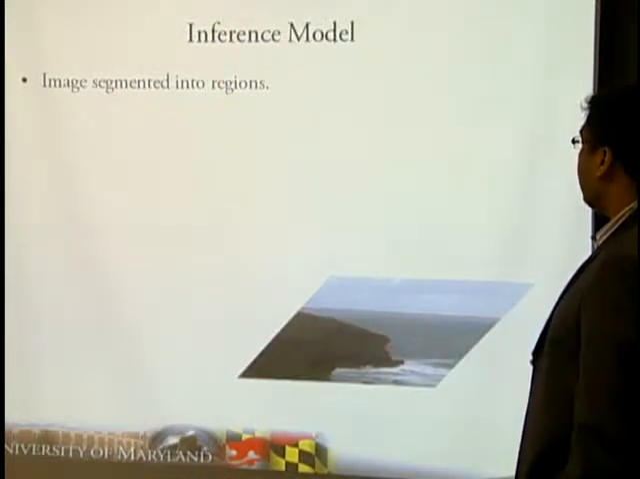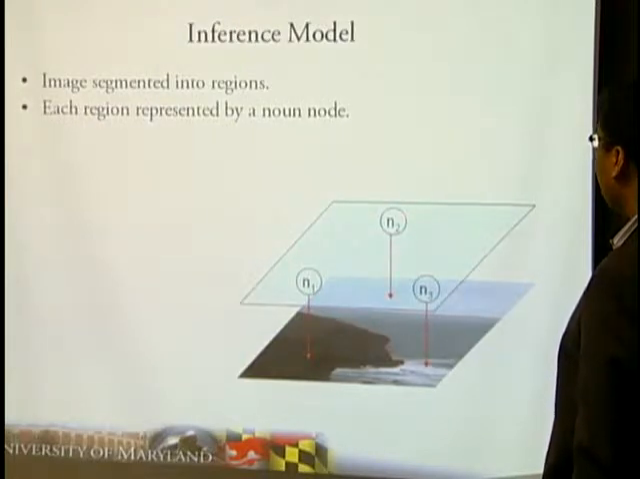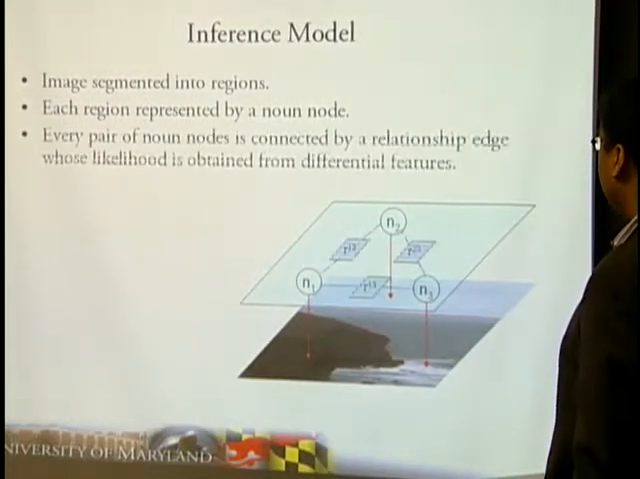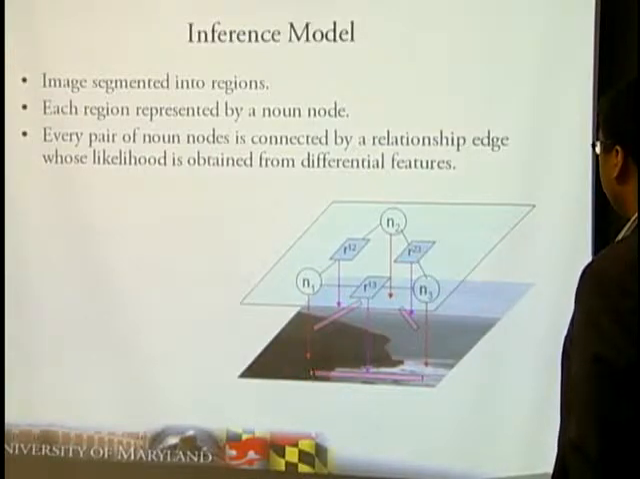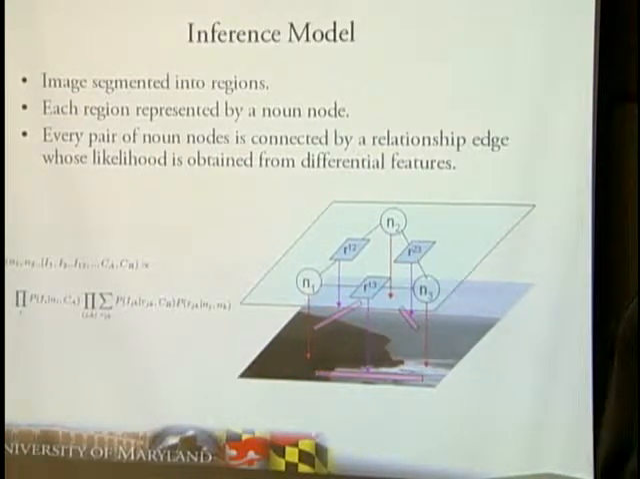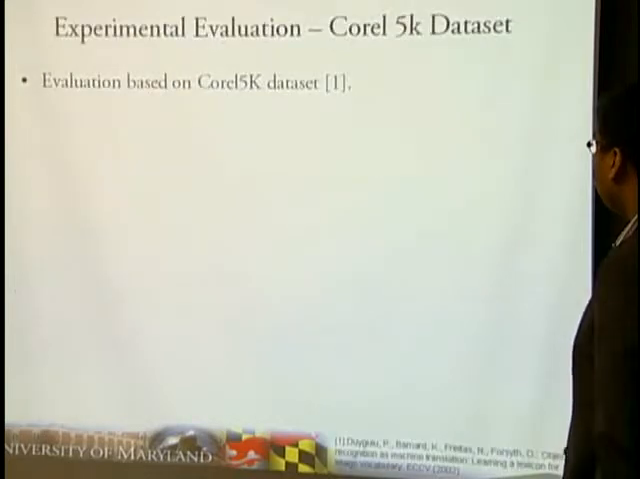Now during the inference, again we first segment the image into regions. Each region is represented by a noun node in the Bayesian graph. Between every pair of noun nodes, there is a relationship edge which draws its likelihood from the differential features extracted from the pair of regions. Therefore, our inference equation would consist of 3 terms. The first term indicates how well the appearance of the noun matches the appearance of the region. The second term indicates how well the relationship model matches the differential feature. And the third term is a prior term on relationships given the pair of nouns.